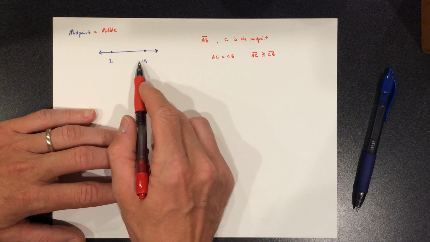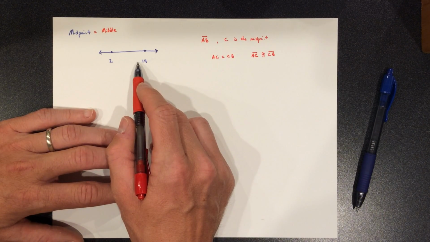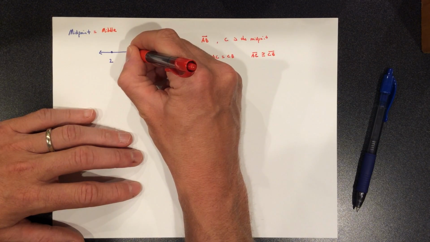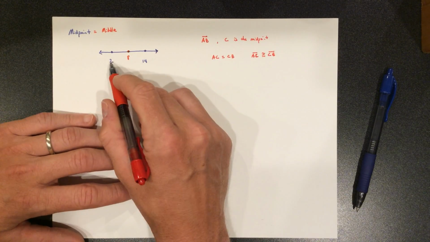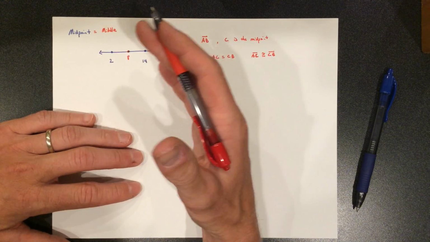So what's in the middle of 2 and 14? Think about it. 8. Boom. 8. It's 6 away from 14 and it's 6 away from 2. It's literally in the middle. Now, how do you find it?